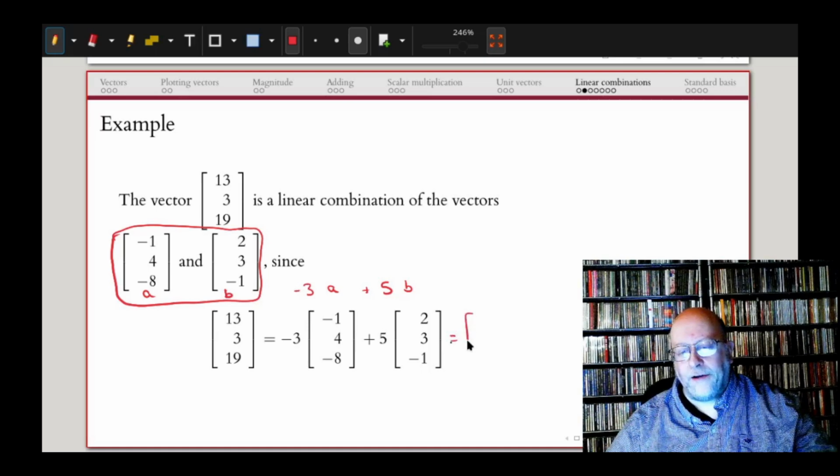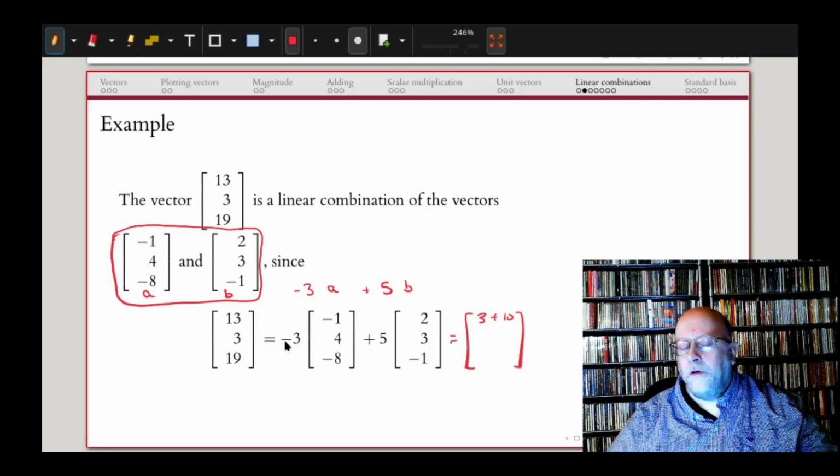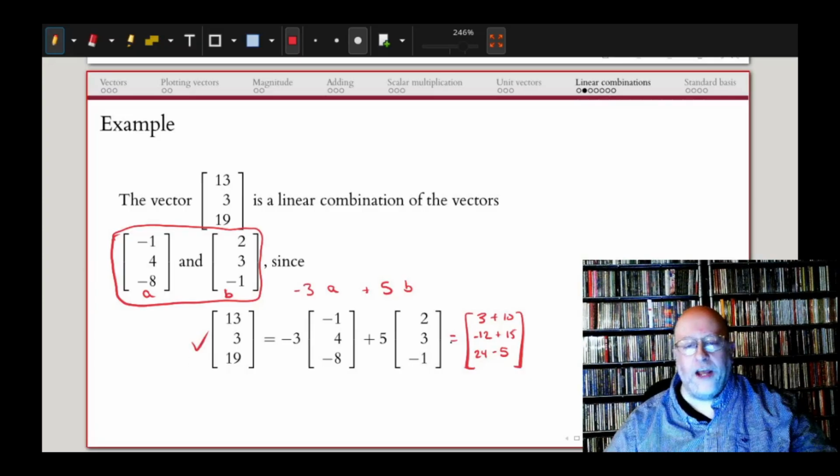We can check that. In the top row, in the x-coordinate, we have negative 3 times negative 1 is positive 3, plus 5 times 2 is 10. In the middle row, we have negative 3 times 4 is negative 12. 5 times 3 is 15. And negative 12 and 15 is 3. That checks. And in the bottom row, we have negative 3 times negative 8 is 24. 5 times negative 1 is negative 5. 24 minus 5 is 19, and so that checks.